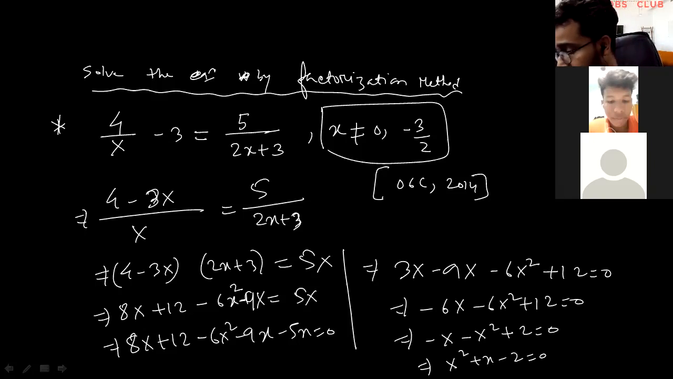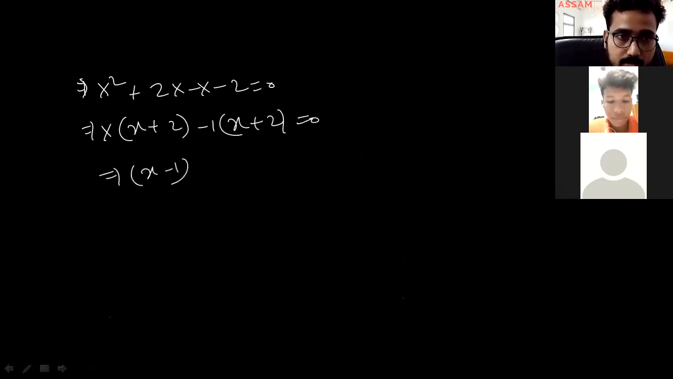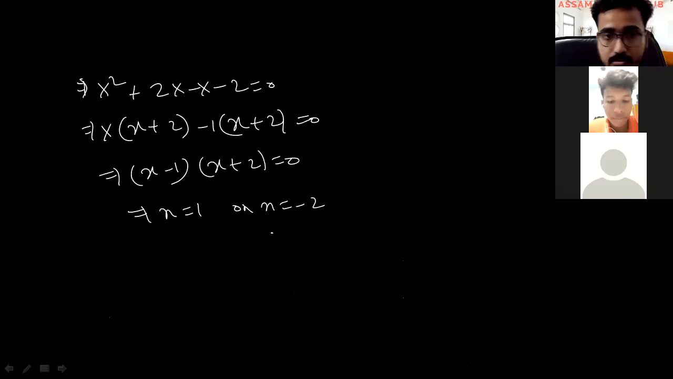X square plus x minus 2 equal to 0. Now how can you solve? Now see, you are asked to solve this equation by factorization method, so you can't use another method. So it will be x square plus 2x minus x minus 2 equal to 0. Take common x plus 2, then minus 1 again x plus 2 equal to 0. So the equation will be x minus 1 into x plus 2 equal to 0. So x will be either 1 or x will be minus 2. Yes or no? This is the value.